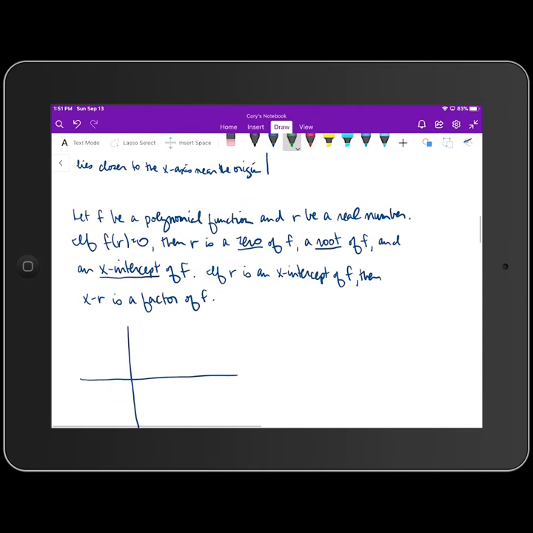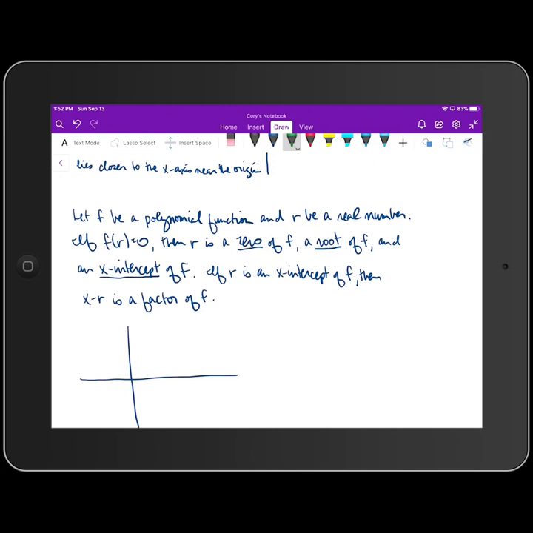So next we're going to let f be a polynomial function and r be a real number. So again, if we let f be a polynomial function and r be a real number, if f of r is equal to 0, okay, so if we input r into our function and it gives us an output of 0, then we can say that r is a 0 of the function f.